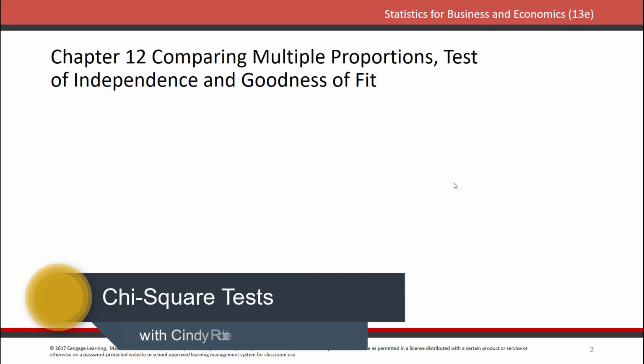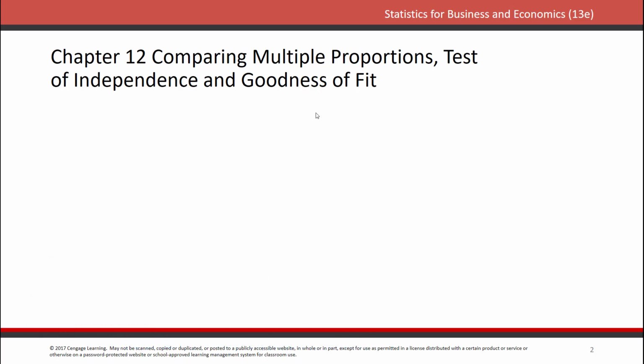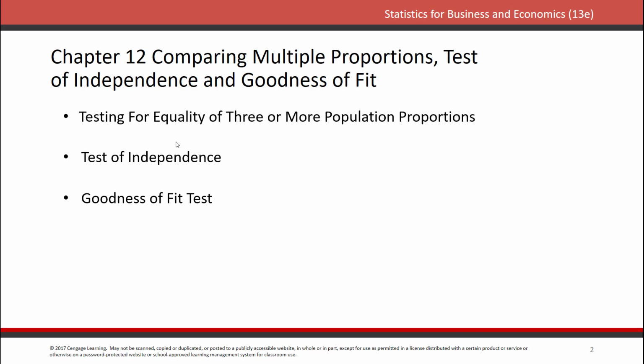Okay, just a very quick overview of what you're going to be looking at in Chapter 12: Comparing Multiple Proportions, Test of Independence, and Goodness of Fit Test. So we're going to be looking at these three topics, and when you complete this week's material, you'll be able to understand how to test for three or more population proportions, hypothesis testing, of course, test of independence, and then goodness of fit test.